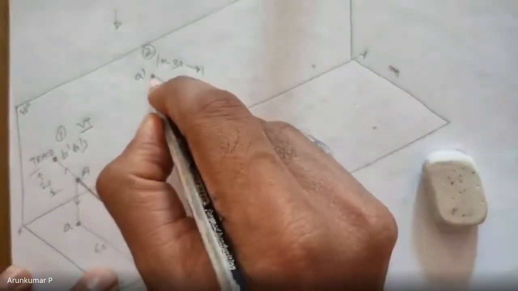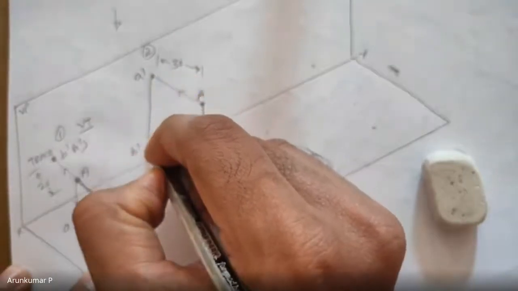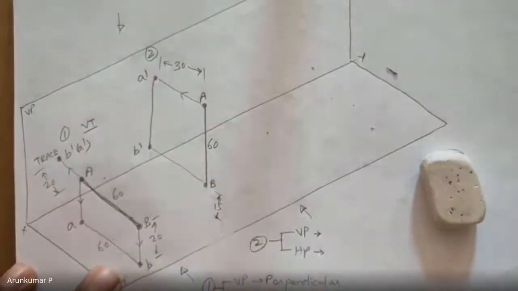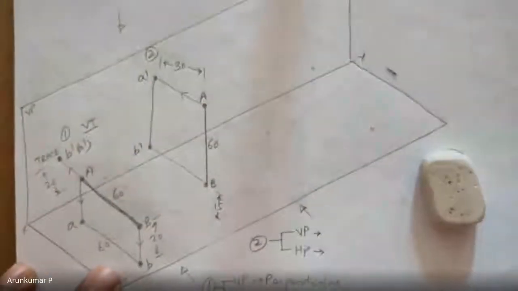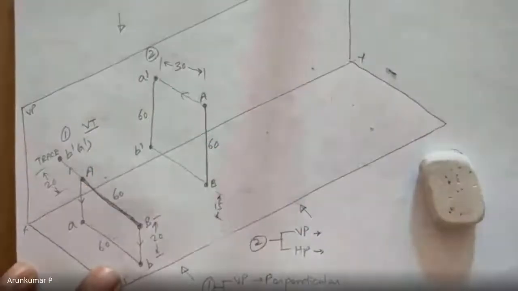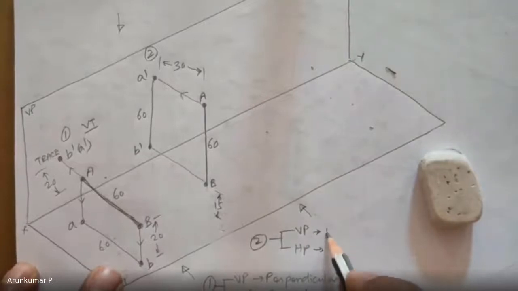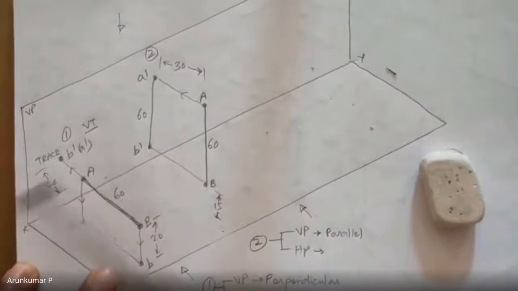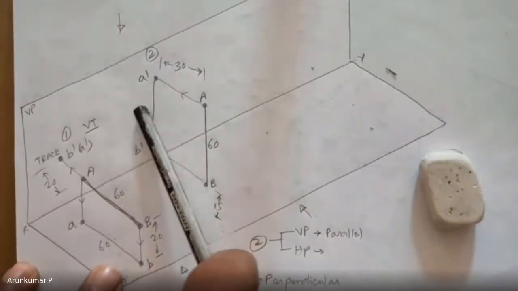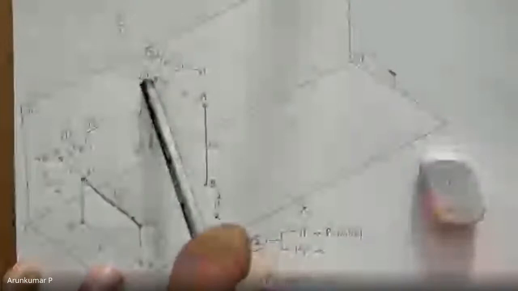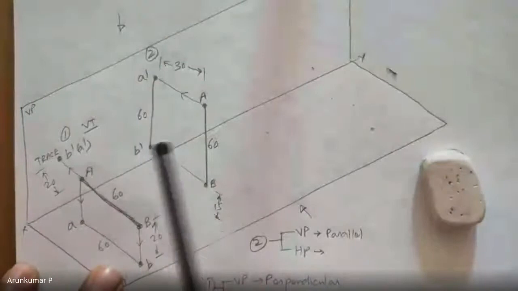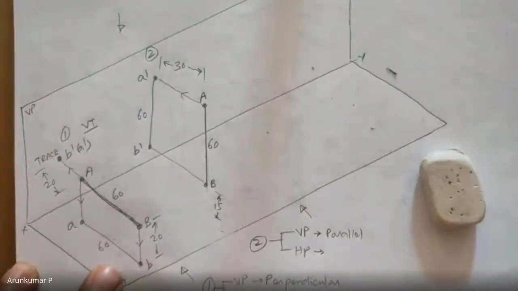Now, if I join A dash and B dash, what is this? This is the front view of AB. What is the length of the front view? 60 mm. Yes, because the line AB is parallel to VP. So I am getting the true length of the line in the front view. The length of the line was 60. I am getting it as 60 in the front view.